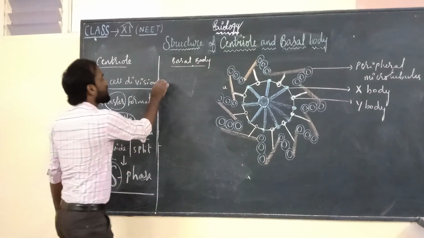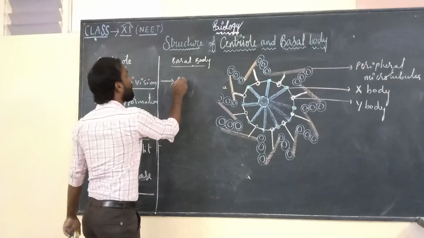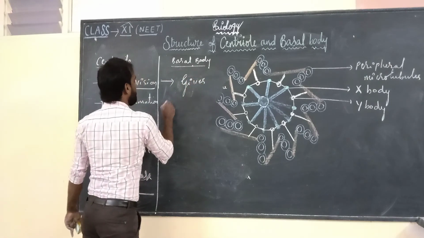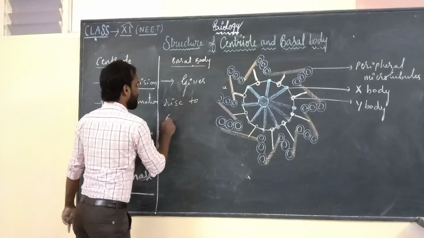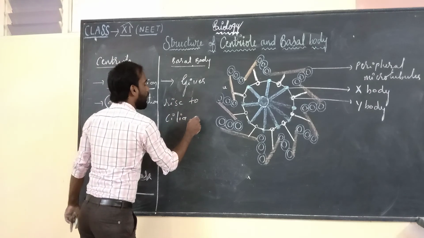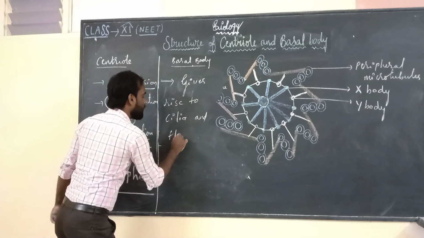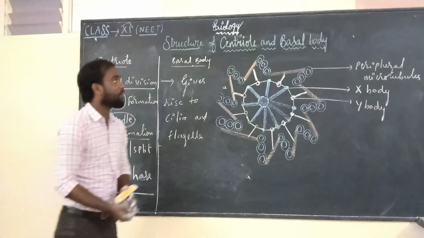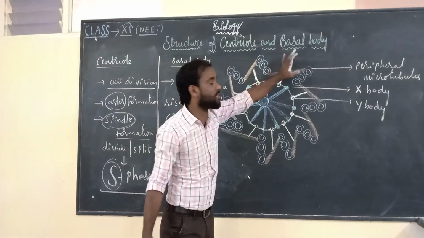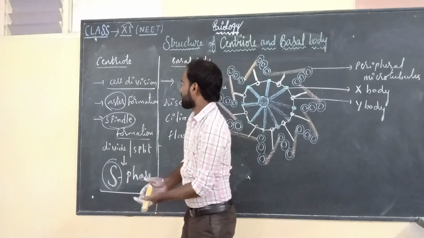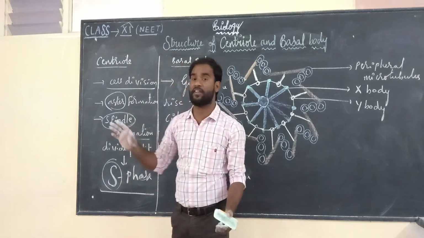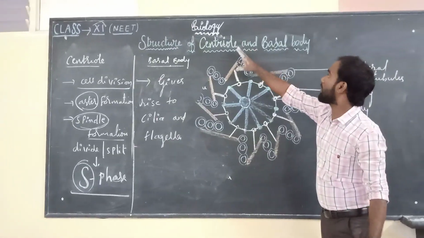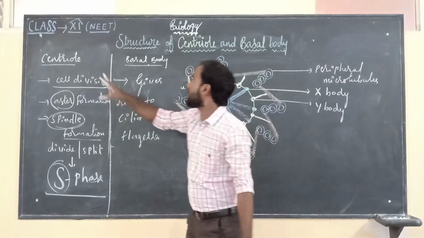What is the function of basal body? Basal body gives rise to cilia and flagella. It is involved in the formation of cilia and flagella. Remember, students, the structure of centriole and basal body are the same, but their functions and a few points are different. So this is about the structure of centriole and basal body and the differences between them.